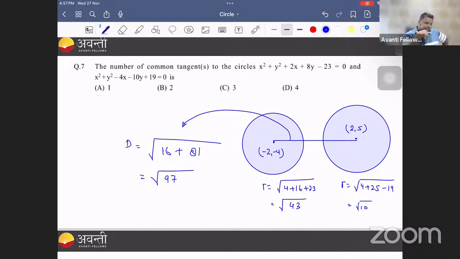Am I clear? Now, let us judge the rough values. Root 97 is going to be something like 9.8. Root 43 is going to be 6.6 approximately. And root 10 is going to be 3.1. Now see, it is a little bit difficult to judge. Approximately, they are very close to each other.